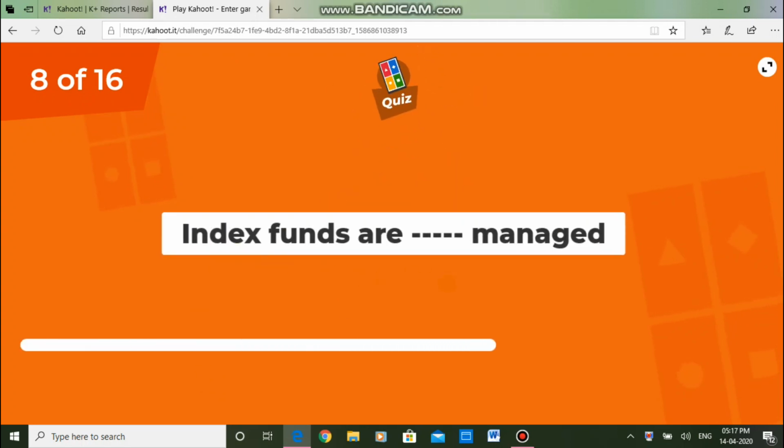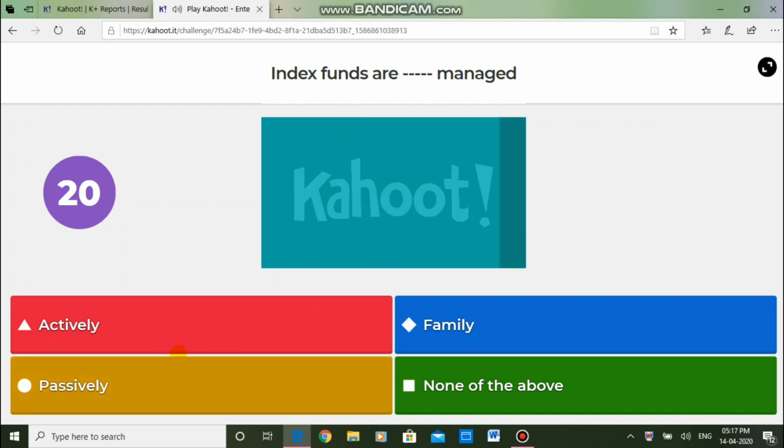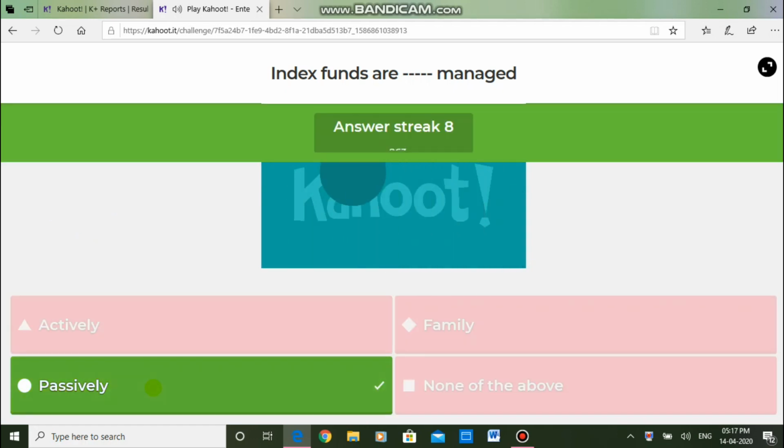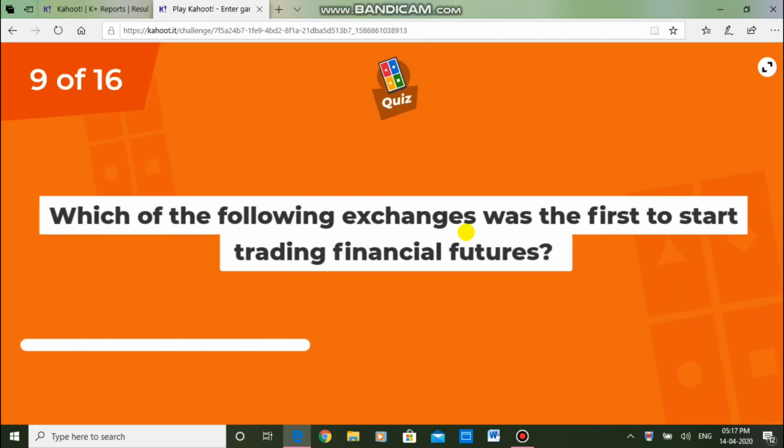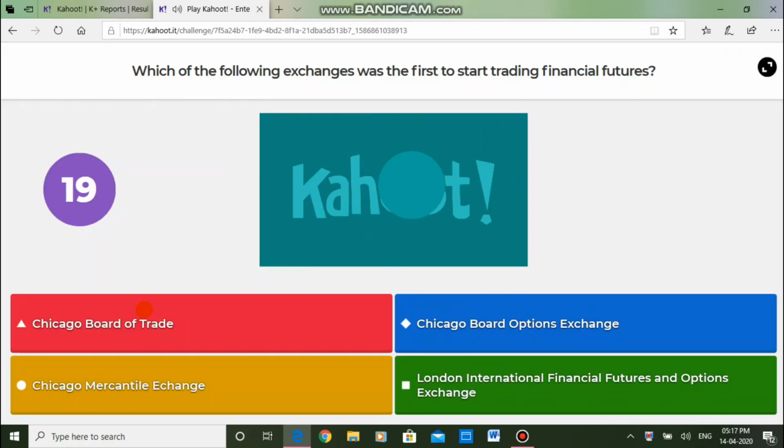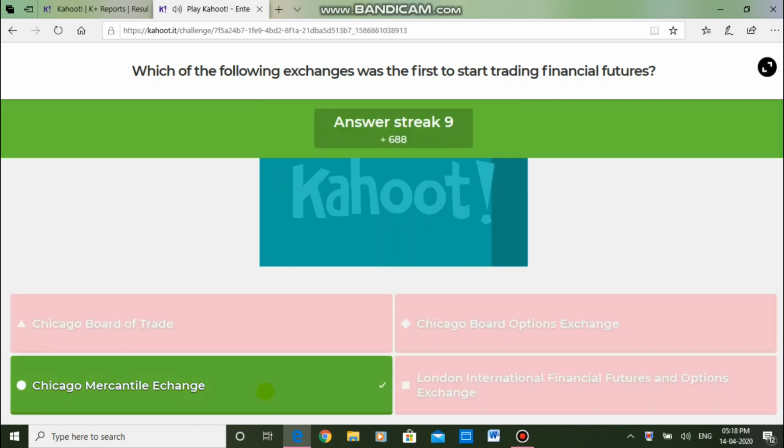Index funds are dash managed: actively, passively, family, none of the above. Correct answer is passively. Which of the following exchanges was the first to start trading financial futures? Chicago Board of Trade, Chicago Mercantile Exchange, Chicago Board Options Exchange, London International Financial Futures and Options Exchange. Correct answer is Chicago Mercantile Exchange.